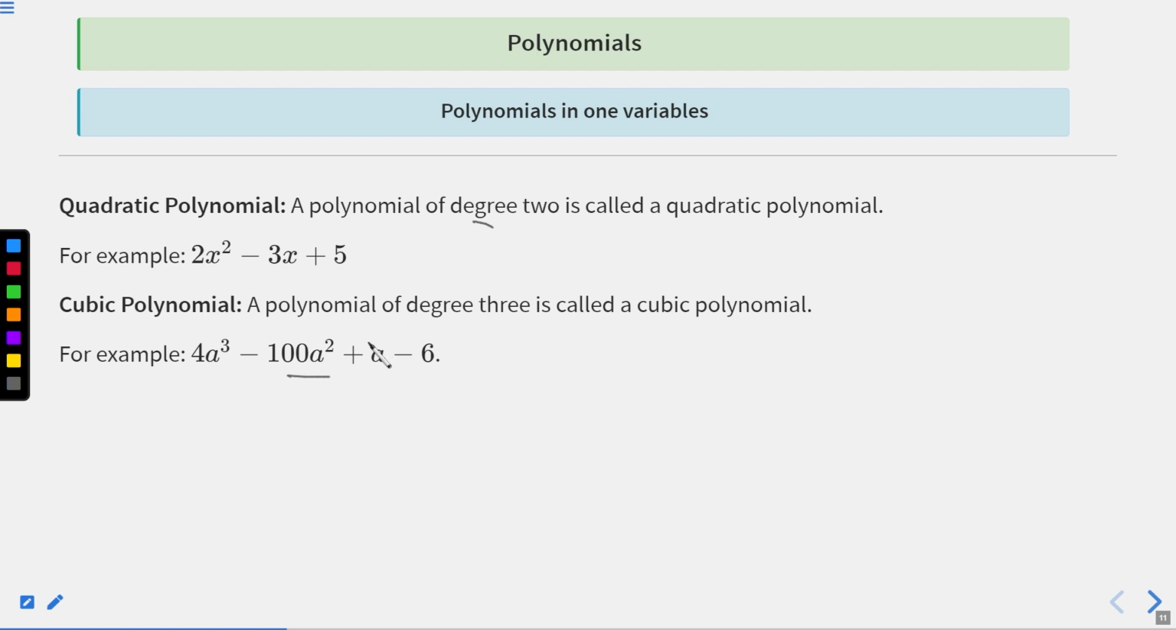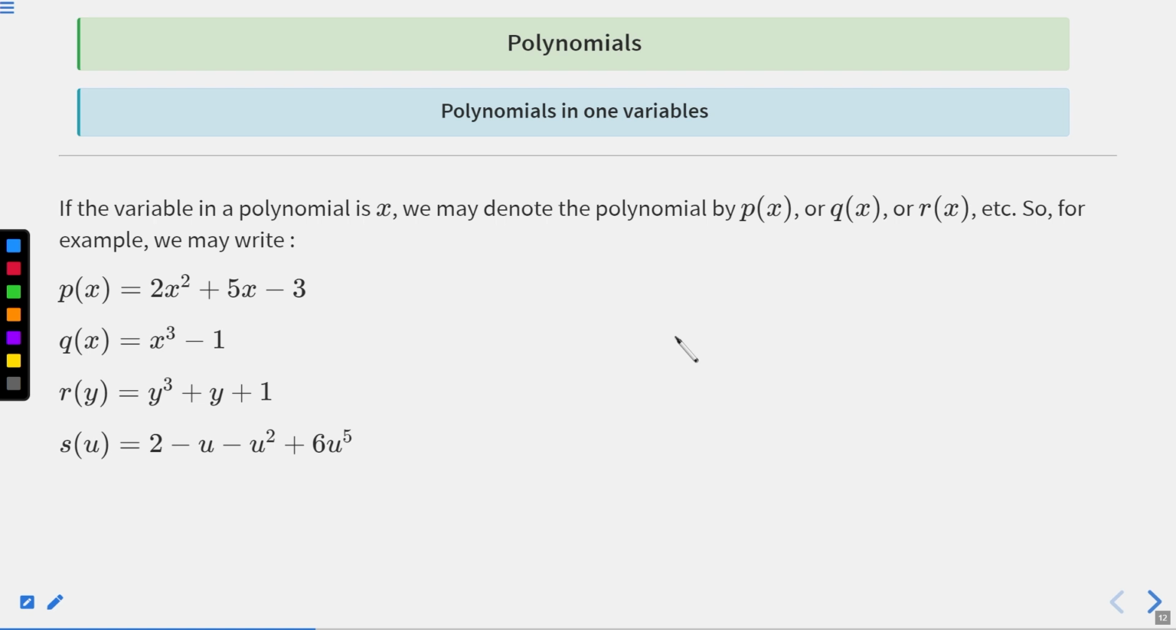Now if the variable in a polynomial is x, then we may denote the polynomial by p of x or q of x or r of x, etc. For example, we may write p of x is equal to 2x square plus 5x minus 3. This is a polynomial of degree 2, so this is a quadratic polynomial. Based on terms, this is a trinomial.